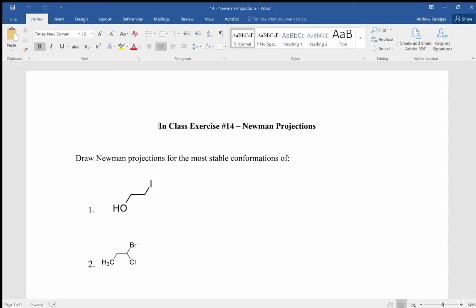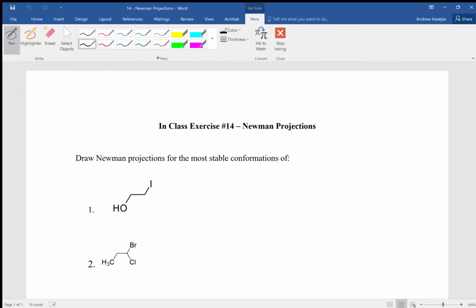So here we're just looking to do some practice and get used to the idea of drawing these Newman projections. In each case, what I'm looking for is for you to draw the most stable conformation. And so what the most stable conformation should always involve is, we're going to be looking down the carbon-carbon bond. Again, because this is the most stable conformation, it's going to be a staggered conformation.